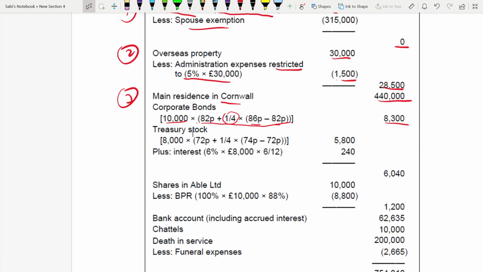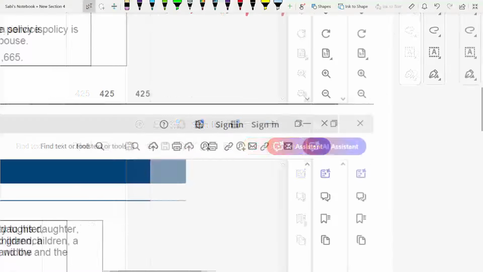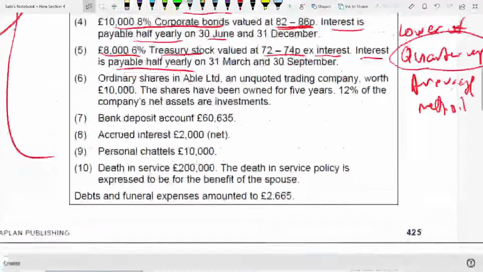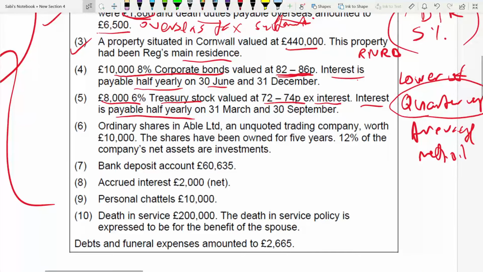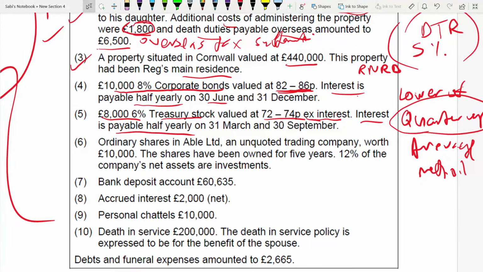And yes, one more difference. You see, in the treasury stock, we are adding interest, but in the corporate bond, we are not adding the interest. See here. Why is it? Because in the fifth one, this was ex interest. And here, they didn't mention anything. So when they don't mention anything, you have to assume it's cum interest. Interest has been already included there. We do not include interest. Only if it's ex interest, we include the interest. That's why in the fourth one, we do not include interest. Fifth one, we include interest.